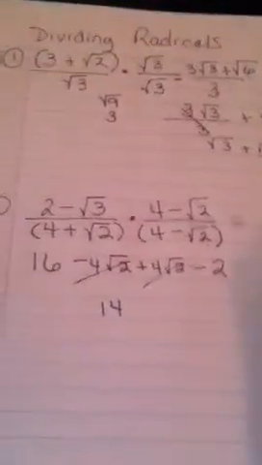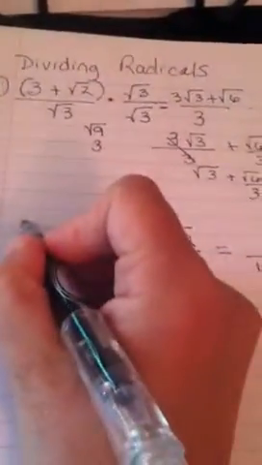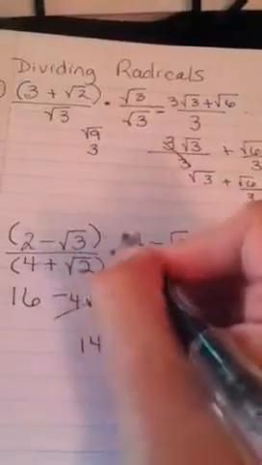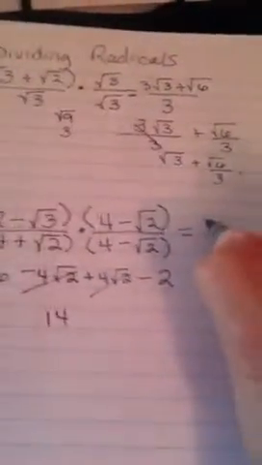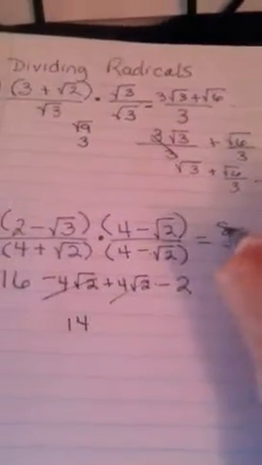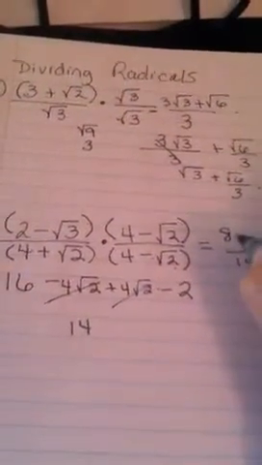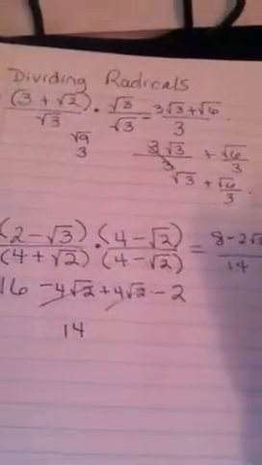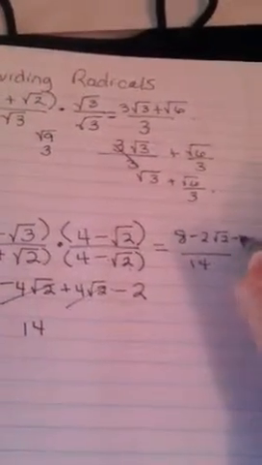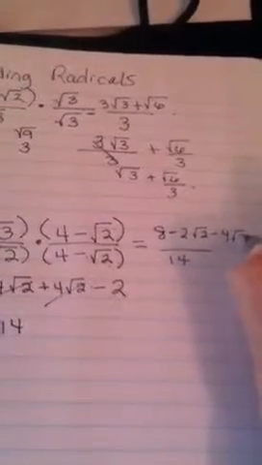Now on the top, it's going to get a little bit messy. Let's go ahead and add those parentheses because I think they help us when we're foiling. So when I do my first, 2 times 4, I'm going to get an 8. And then when I do my outsides, I'm going to get a minus 2 square root of 2. And when I do my insides, I'm going to get a minus 4 square root of 3.